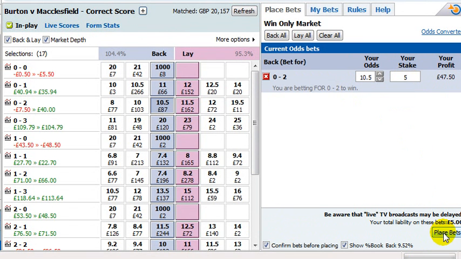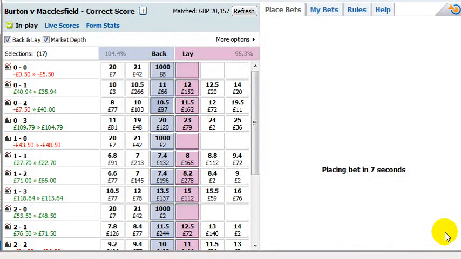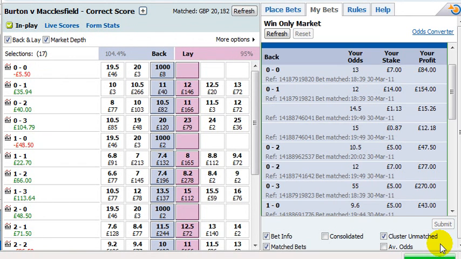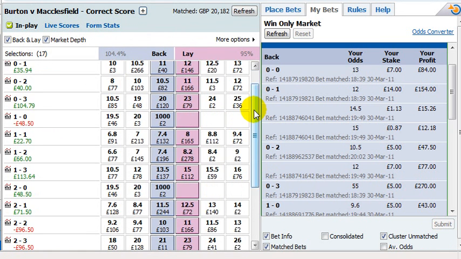Okay, so now we've got a sort of £40, £41 on the 0-1, which is nice. We're a bit shy on the 0-2. That's what we didn't back at pre-match. So I've just backed that for £5 at 10.5.